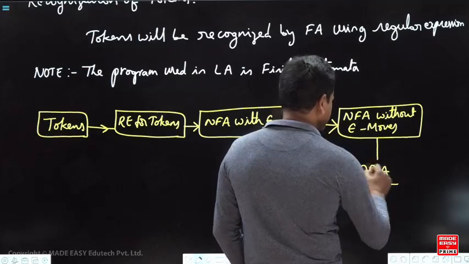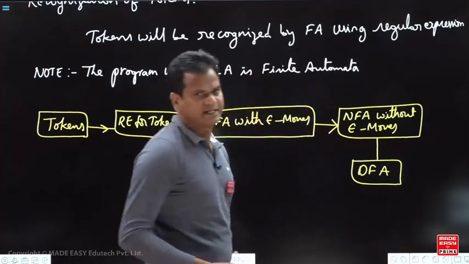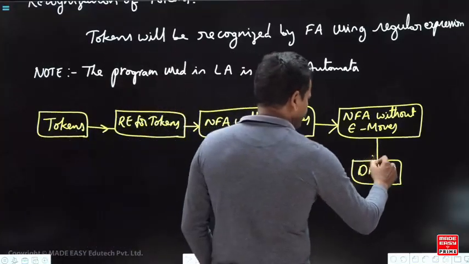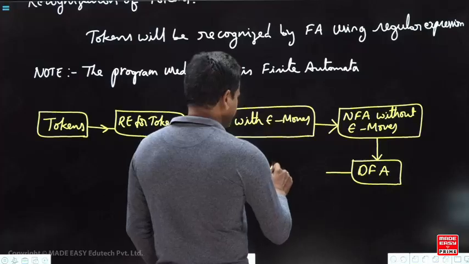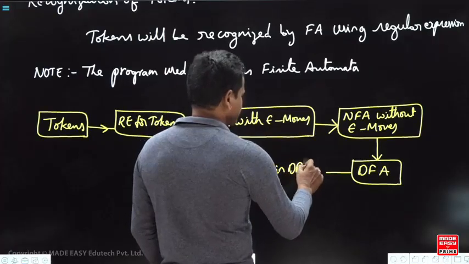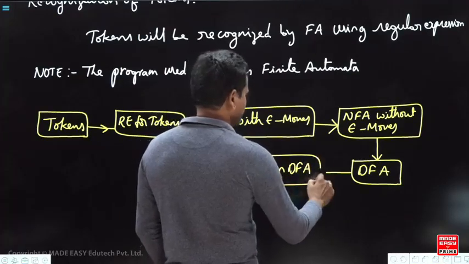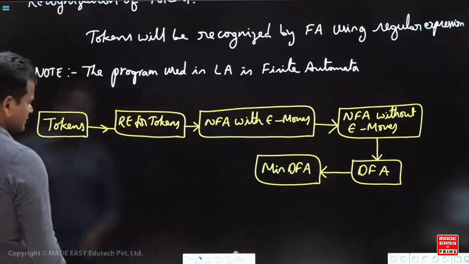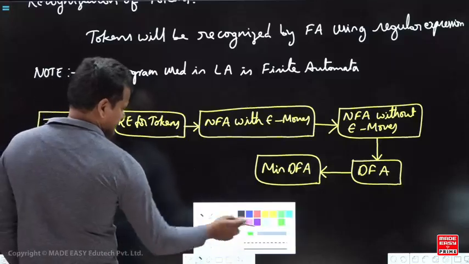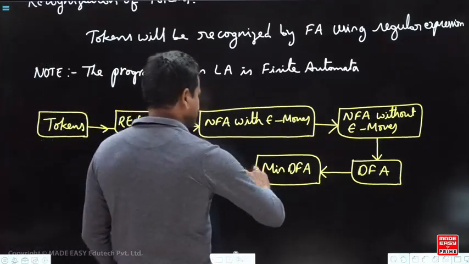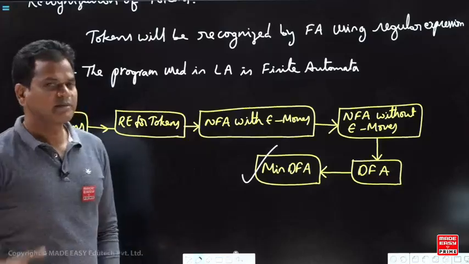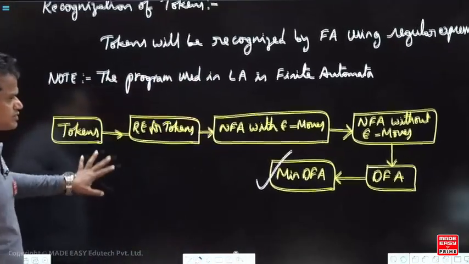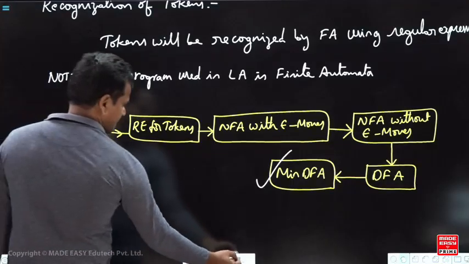So we can convert every NFA into DFA. The algorithm is there, and if you have a DFA, we can reduce the number of states, there is an algorithm. So we can go for minimized DFA. So whenever tokens are generated, those tokens will be accepted by a minimized DFA by writing the regular expression. Okay. This is the hand code design. You just copy this one.